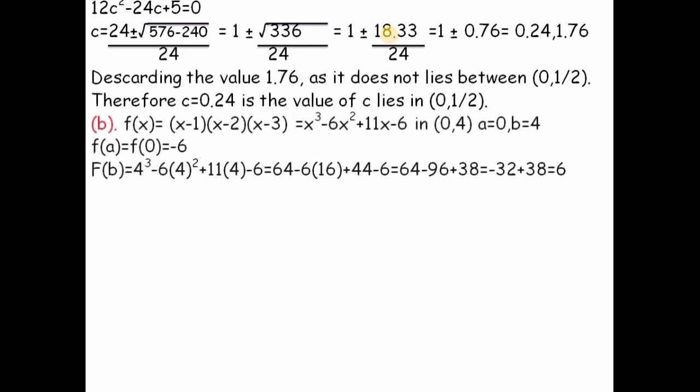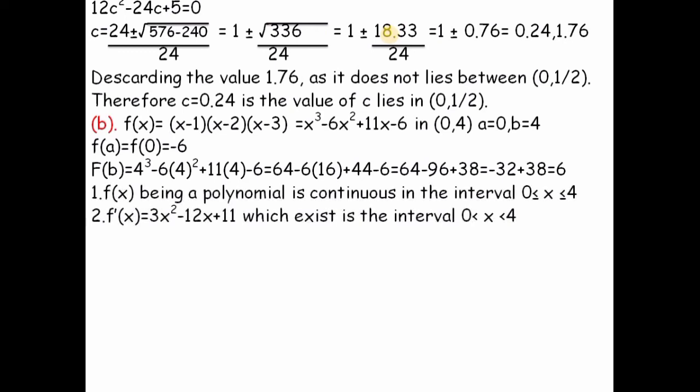So that's the first, and now let's discuss the second one, the b part. f(x) can be written as x cube minus 6x square plus 11x minus 6 in the interval 0 to 4. So a is 0 and b is 4. f of 0 is minus 6, and f of 4 is 4 cube minus 6 into 4 square plus 11 into 4 minus 6, which is 64 minus 96 plus 38. So we get 6 as the answer.